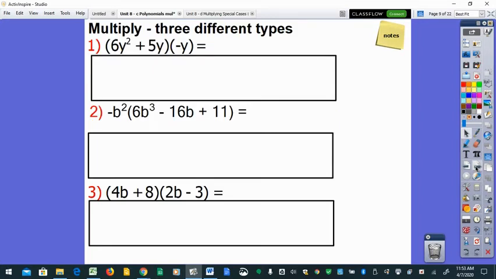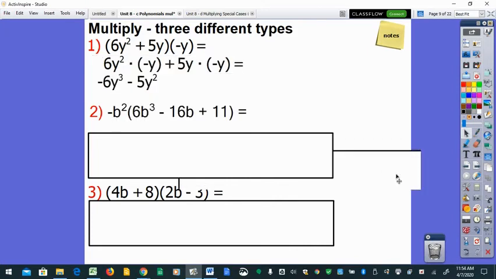Okay, so here is sort of what we've learned so far. The first one is a monomial times a monomial times a trinomial, and then we've got a FOIL case here, a binomial times a binomial. So pause the video and then come back and we'll check these, and then we have 4 more to do in just a second. Okay, let's see how you did.